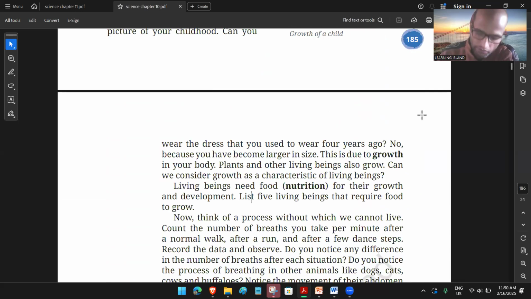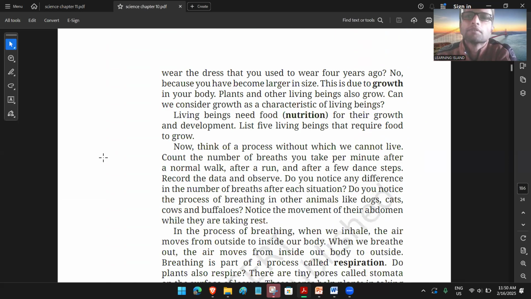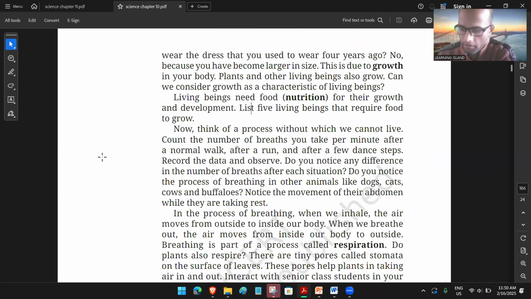Now one more parameter is growth. For a living being, we have now discussed one, that is movement. Another parameter is growth. So mark it in your book. See, growth is another characteristic. Growth happens in our body. Plants and other living beings also grow. Can we consider growth as a characteristic of living beings? Yes. Very, very important.